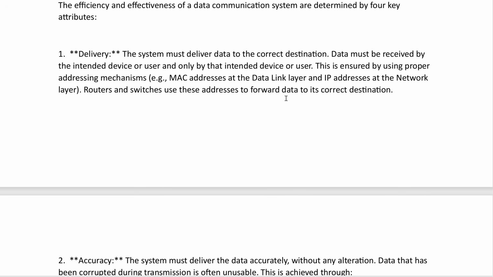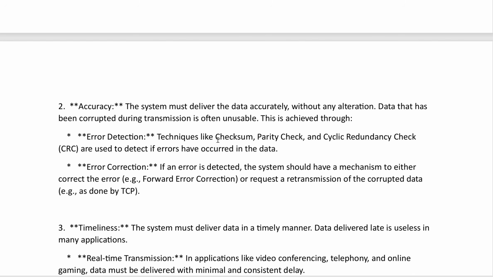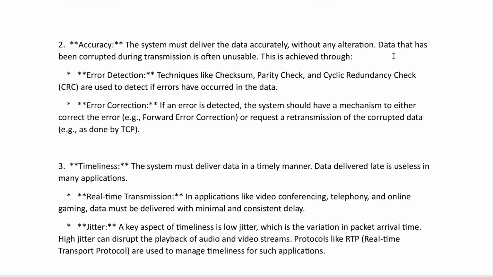Routers and switches use these addresses to forward data to its correct destination. Second is accuracy. The system must deliver the data accurately without any alteration. Data that has been corrupted during transmission is often unusable. This is achieved through error detection.